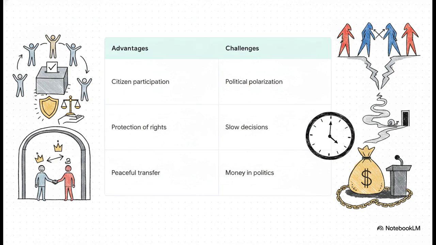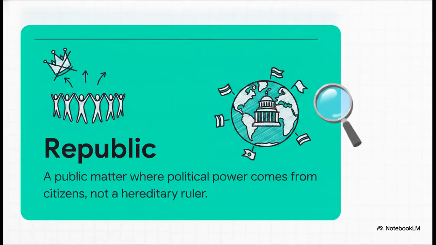But on the flip side, consider the challenges. Because so many voices are involved, these systems are highly prone to political polarization. Decision-making can be painstakingly slow, and of course, because campaigning requires resources, the influence of money in politics is a constant, ongoing hurdle. Now, closely linked to democracy is the concept of a republic.